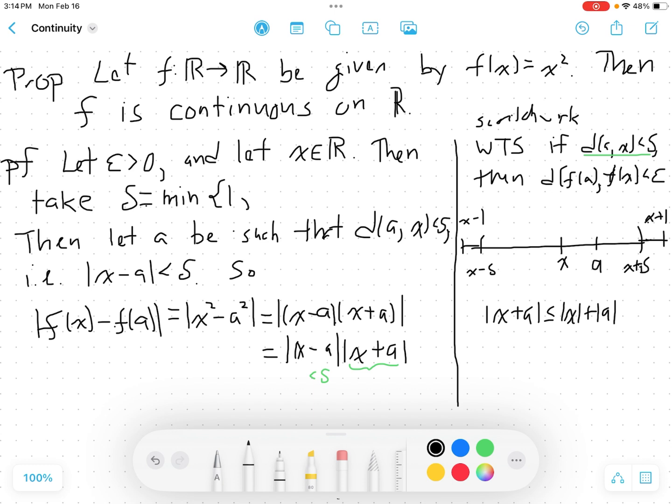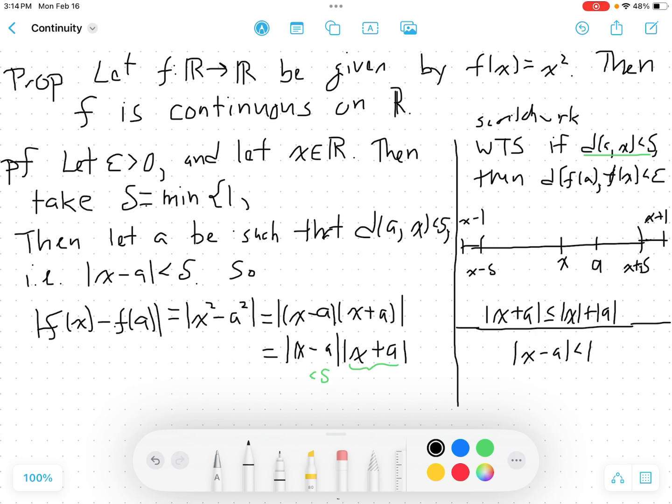So now we know that the distance between x and a is going to be less than 1. We'd sort of like to say, with this picture here, where it looks like x is positive. If we say that x is positive, a is positive, certainly a is less than x plus 1.